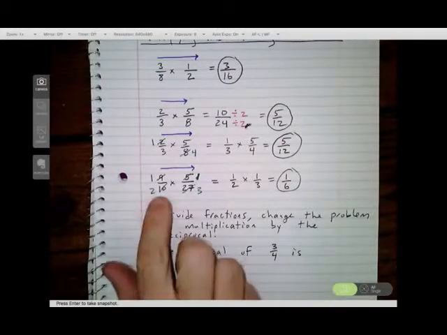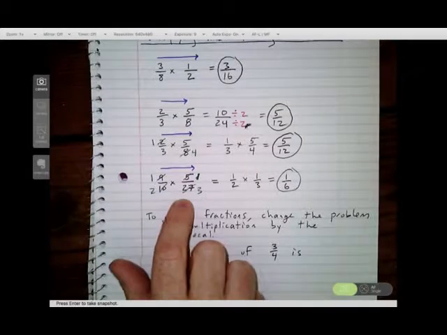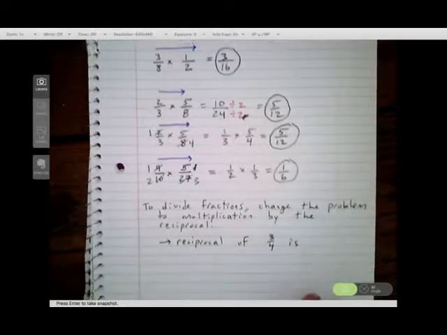Okay, most of the problems you're going to do aren't going to have numbers this big, but on occasion, if you run into them, try to cancel it out. Try to do that cross-canceling in the beginning to make it simpler.